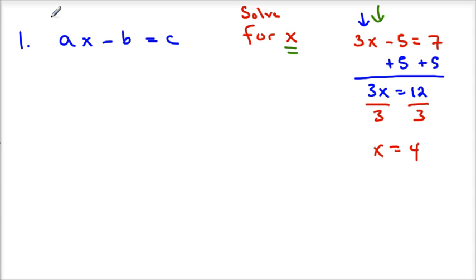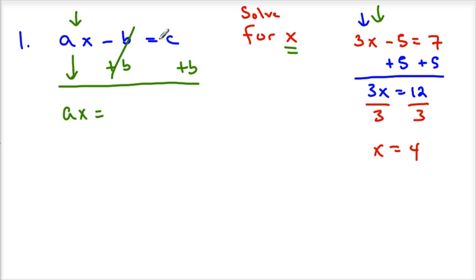Now, if we look at this example here, ax minus b equals c, we're solving for x. There are no numbers here, it's all variables. You do everything the same way. Since I'm solving for x, let's isolate the x. So my first step here would be to add b to both sides. Except here, when I add b to both sides, I'm going to bring down my ax.